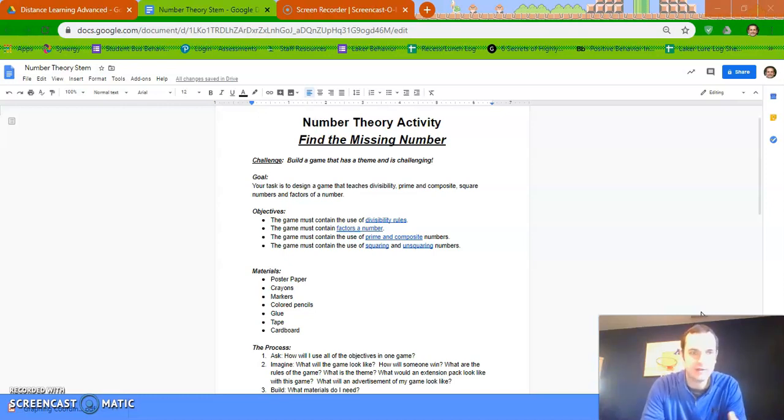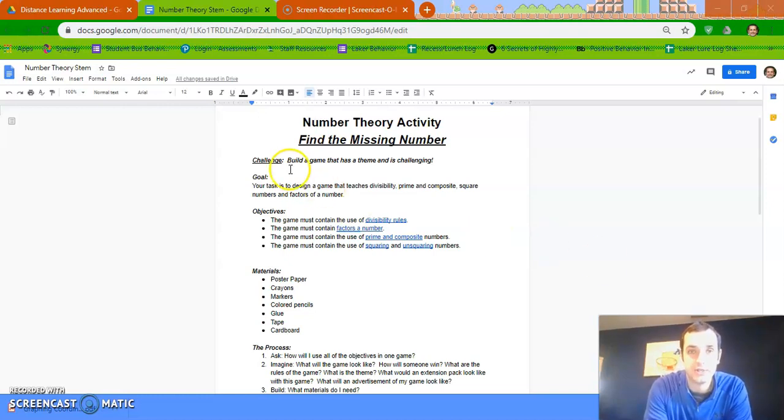But I know a lot of you are probably looking for ways to grow your brains, grow your minds, and really challenge yourself. So, this would be a fun activity for you to do that. This activity is a math activity focusing on divisibility rules, factors of a number, prime and composite numbers, squaring, and unsquaring numbers.